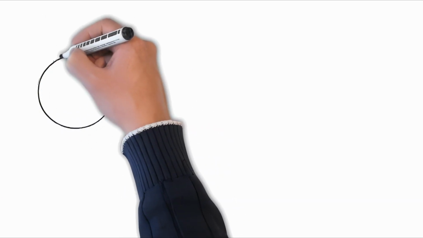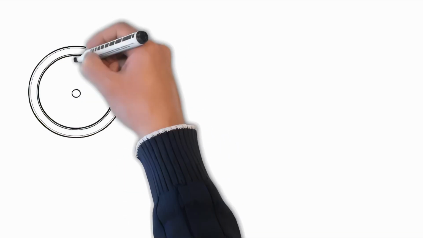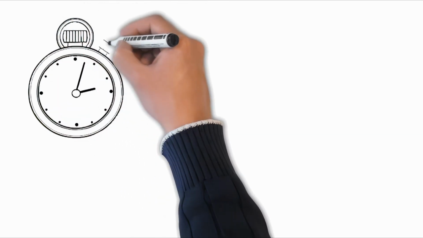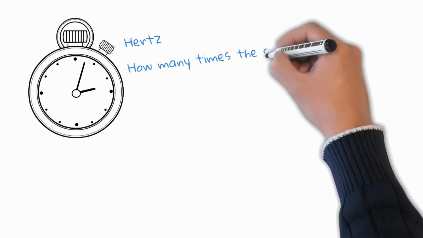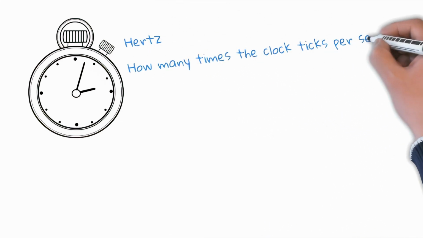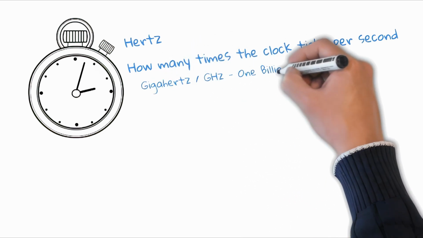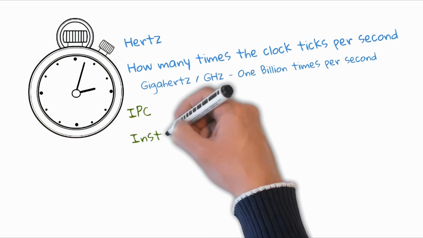The most common terms about CPUs are related to the clock. The timing is expressed in hertz, or how many times per second the clock ticks, to signal to the workers to move their work along the factory floor. The most common measurement today is gigahertz, or 1 billion times per second. The amount of work the factory can accomplish per tick of the clock is called IPC, or instructions per clock.